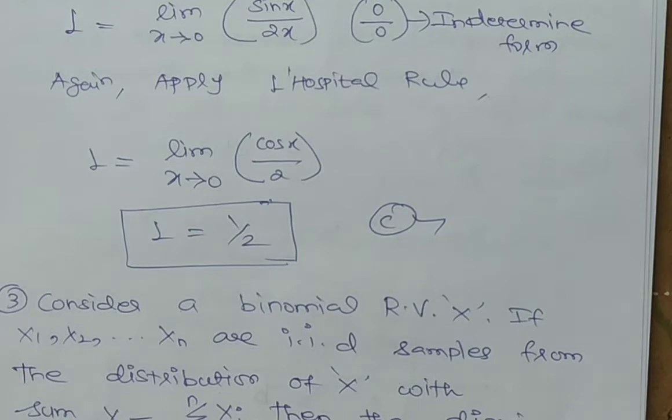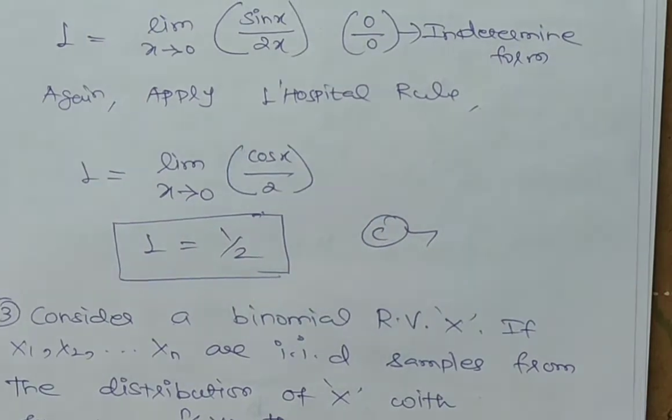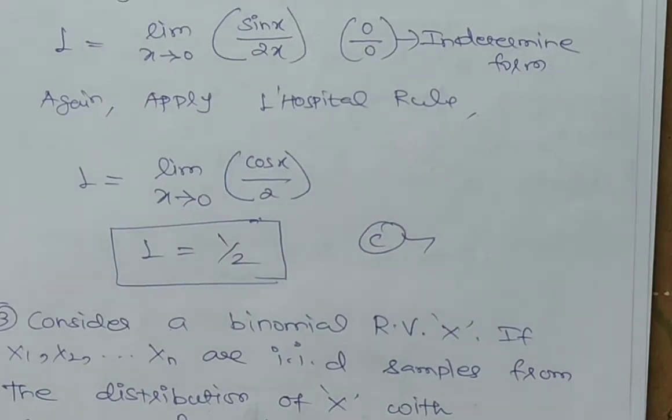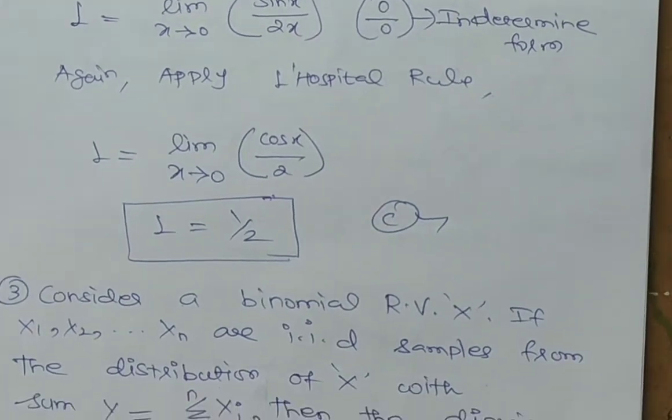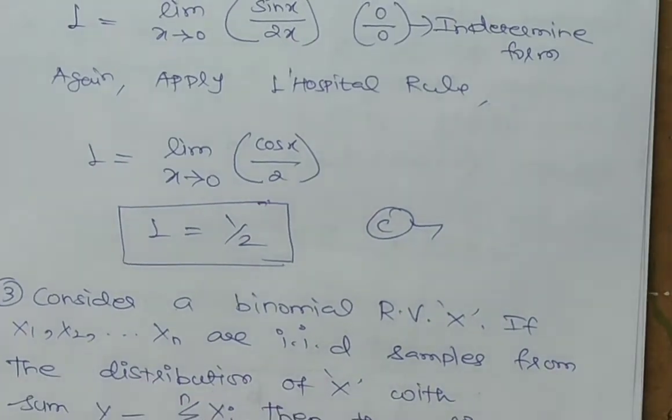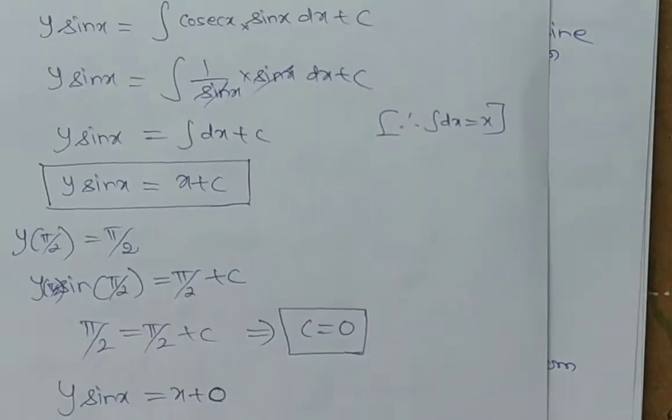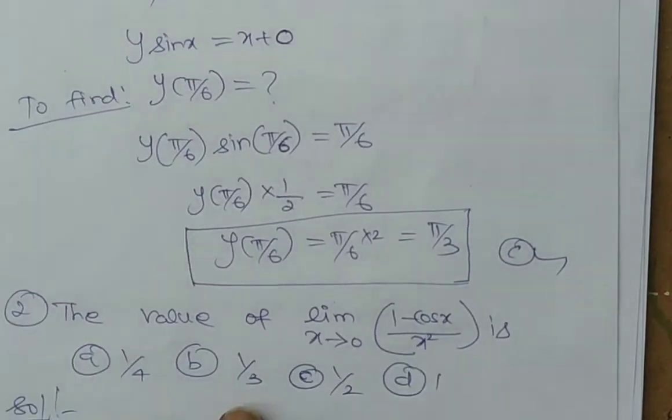L equal to limit x tends to 0. Differentiation of sin x is cos x. Differentiation of 2x is 2. Apply the limit: 1 by 2, which is given. Option C is the correct answer.